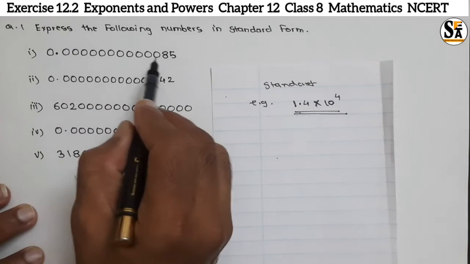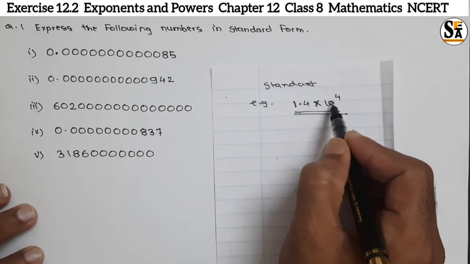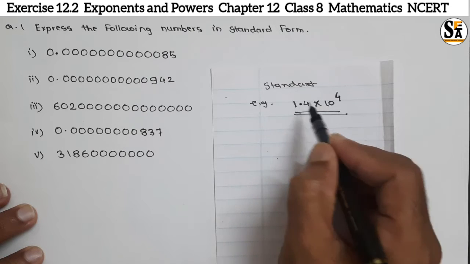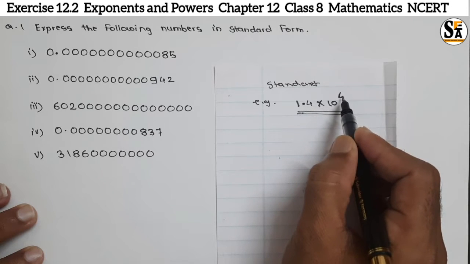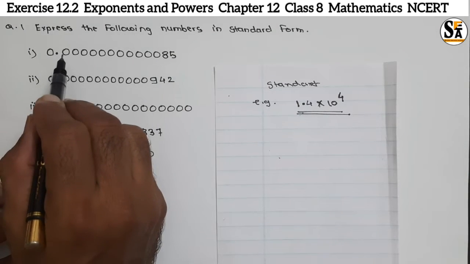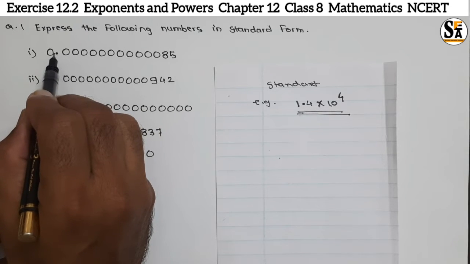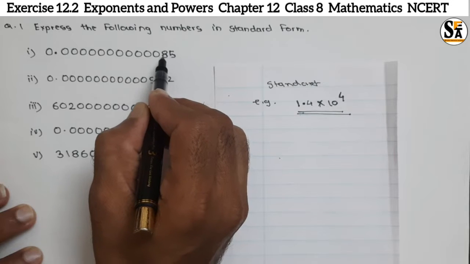But what about these remaining digits? These are converted in terms of 10 raised to some power. If this power is positive, it means there will be zeros after the decimal point. If we remove this 10 raised to 4, then there will be zeros. And now, what is our aim? We have to replace this decimal point so that there is only one digit before it, not zero, but a number from 1 to 9.